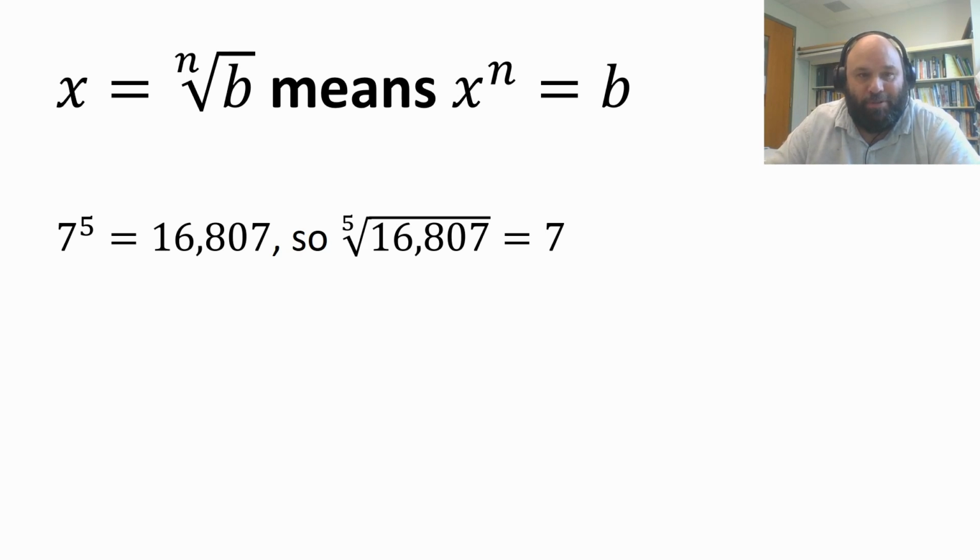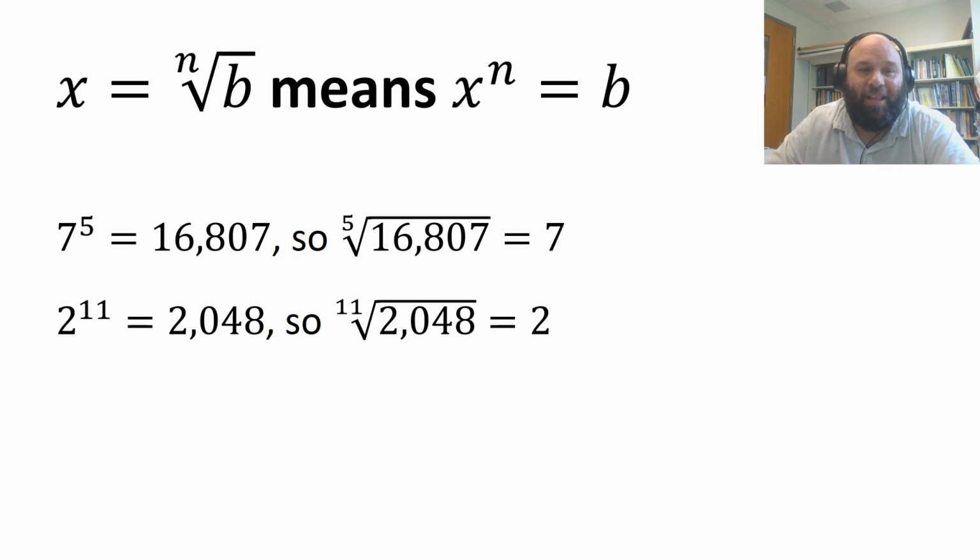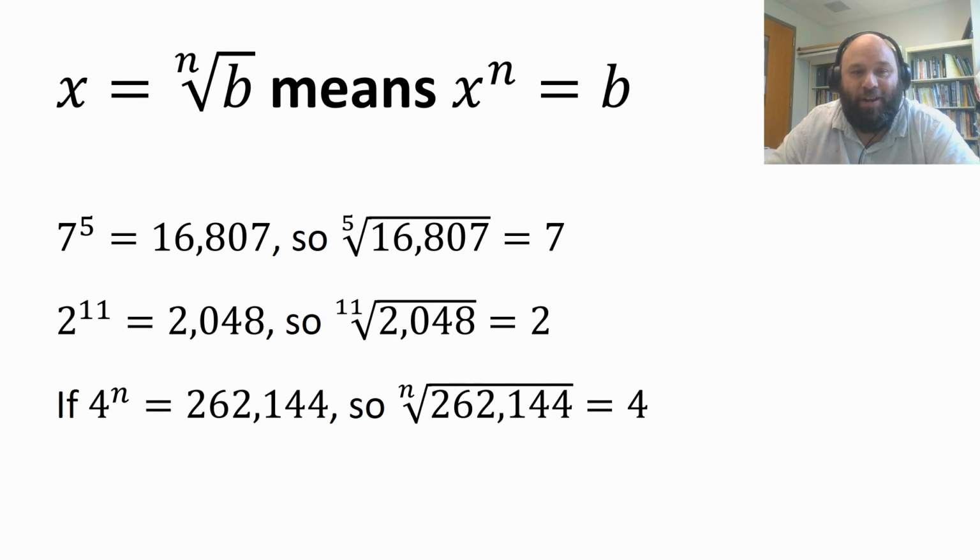So here's a few more examples. Since 7 to the fifth is 16,807, that means the fifth root of 16,807 must be 7. Since 2 to the 11th is 2,048, it means that the 11th root of 2,048 is 2. And now if I don't specify the n, but I just say I know 4 to the n equals 262,144, that means that the nth root, whatever n may be, of 262,144 is the number 4.